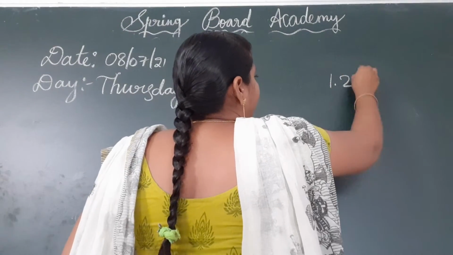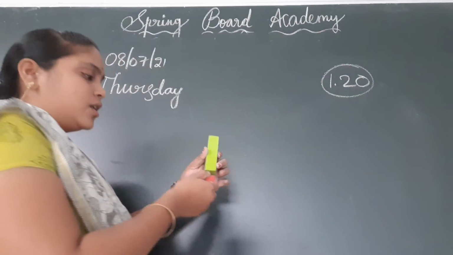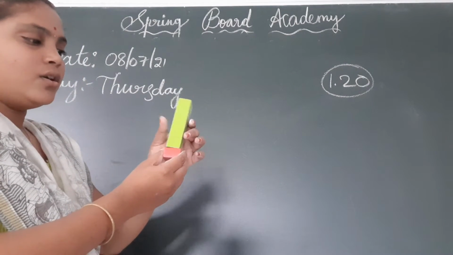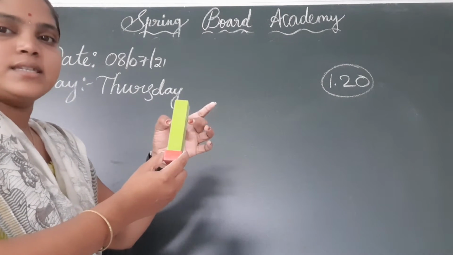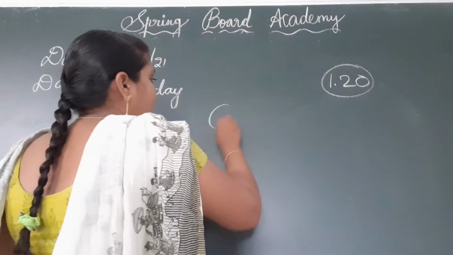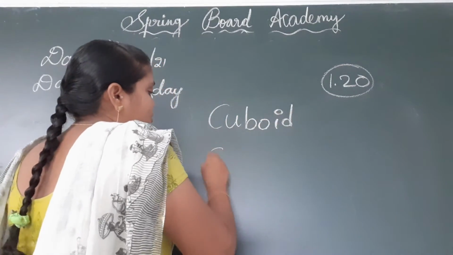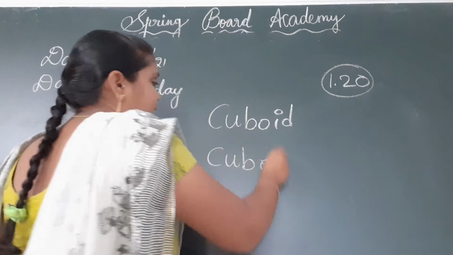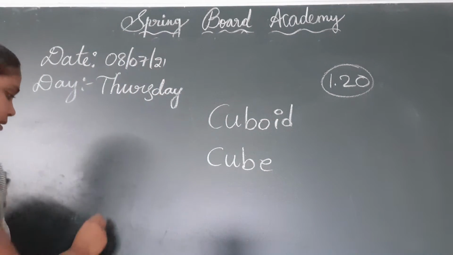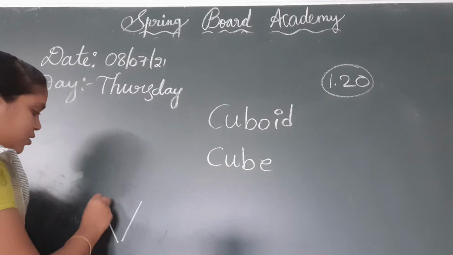1.20. The first picture is like this, children. So the above one, what shape is it? Cuboid. So write cuboid. And the down one is cube. So write cuboid and cube. And then next, turn to the next page.